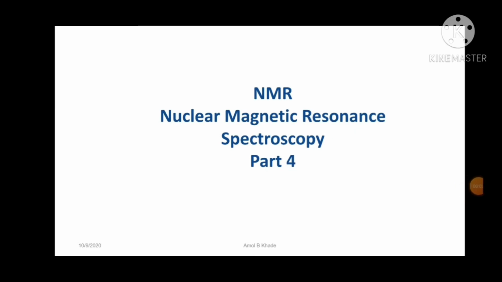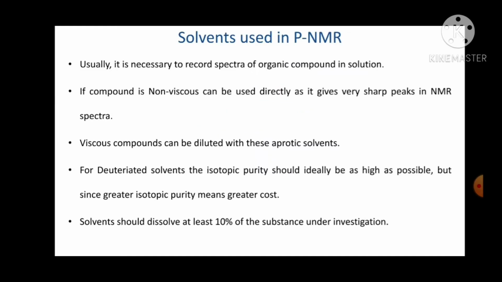Hello friends, welcome back to this video session of nuclear magnetic resonance spectroscopy, part 4. In part 3 we have already seen what chemical shift is and what the different factors are which affect the chemical shift. The link for that particular session is given in the description box. Go through that. In this particular session we are going to discuss various aspects.